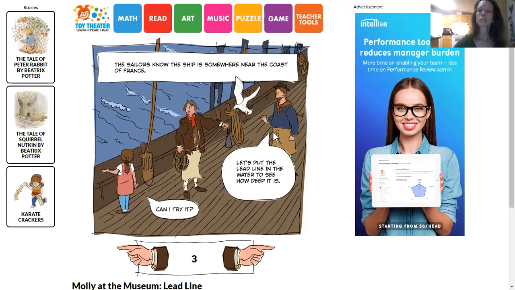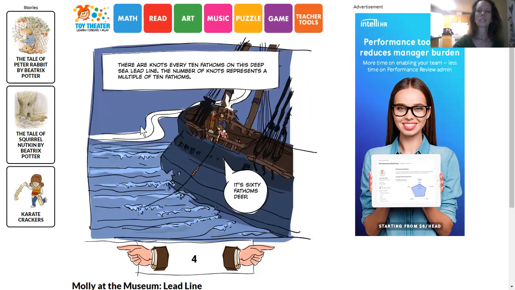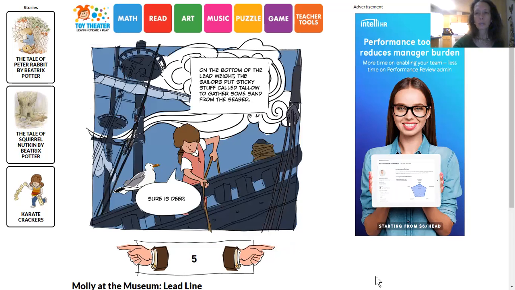Are you seeing any picture here that might remind you of some other subject that we're studying? Picture you may have seen in another book. There are knots every 10 fathoms on the deep sea lead line. The number of knots represents a multiple of 10 fathoms. Multiples, we've been talking about these when we count by numbers. We count by 2s, we count by 5s, we count by 4s. In this case, we're counting by 10s. So they would take this lead line, they would take this rope.